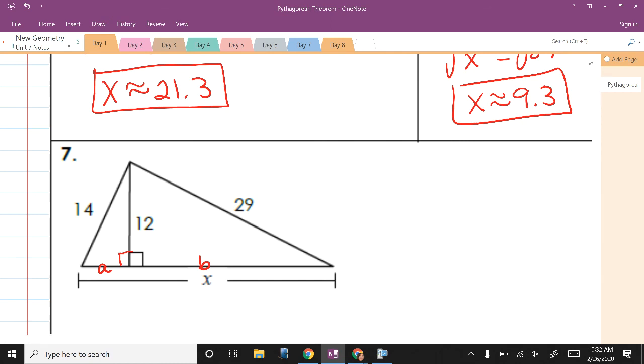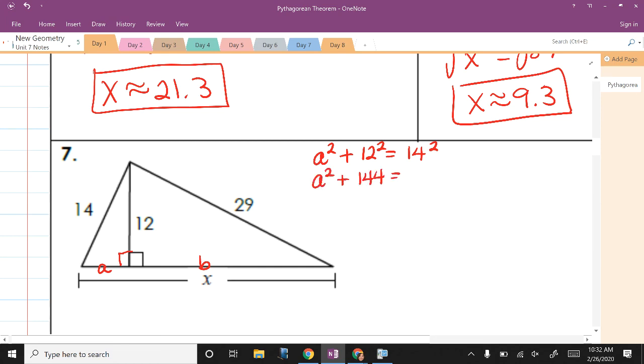So A squared plus, what's the leg? What is the leg in the left triangle? The other leg. 12. Good. Equals 14 squared. So A squared plus 144 equals what? 196. Subtract 144. What's 196 minus 144? 52.